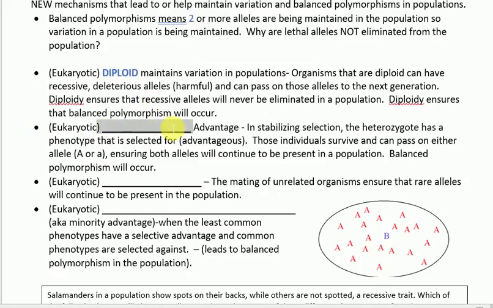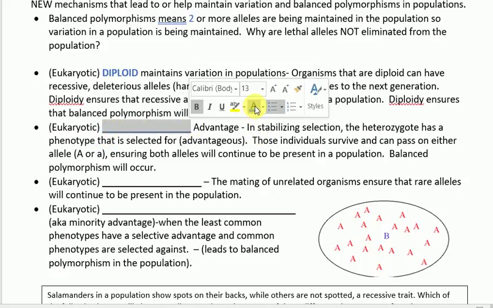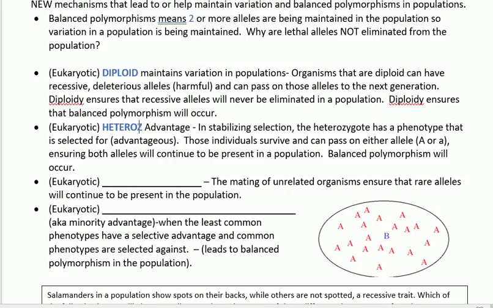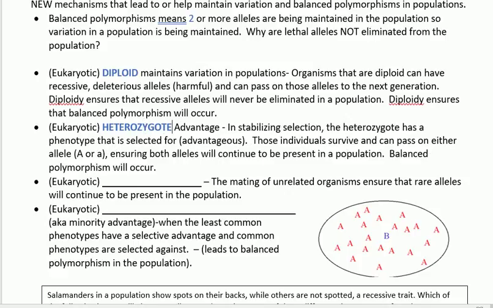In eukaryotic cells, we also have what is referred to as the heterozygote advantage. So in stabilizing selection, the heterozygote has a phenotype that is selected for or advantageous. Those individuals that survive can pass on either one of their alleles, either the dominant or the recessive. So that ensures that both of them will continue to be present in a population, causing balanced polymorphism to occur.